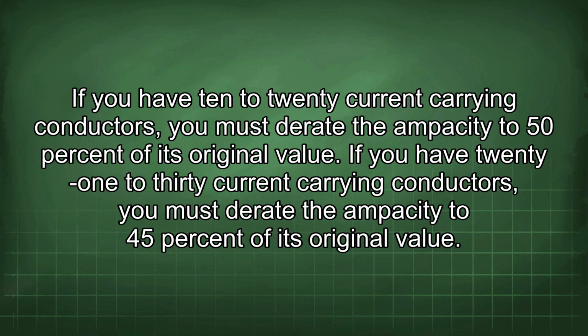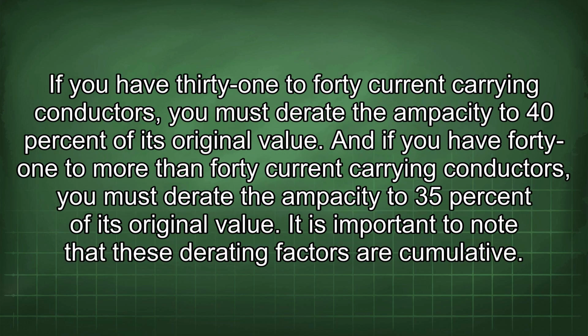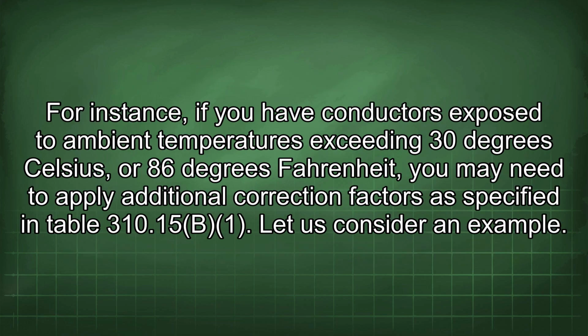If you have 21 to 30 current-carrying conductors, you must derate the ampacity to 45% of its original value. If you have 31 to 40 current-carrying conductors, you must derate the ampacity to 40% of its original value. And if you have 41 or more current-carrying conductors, you must derate the ampacity to 35% of its original value. It is important to note that these derating factors are cumulative. For instance, if you have conductors exposed to ambient temperatures exceeding 30°C or 86°F, you may need to apply additional correction factors as specified in Table 310.15(B).